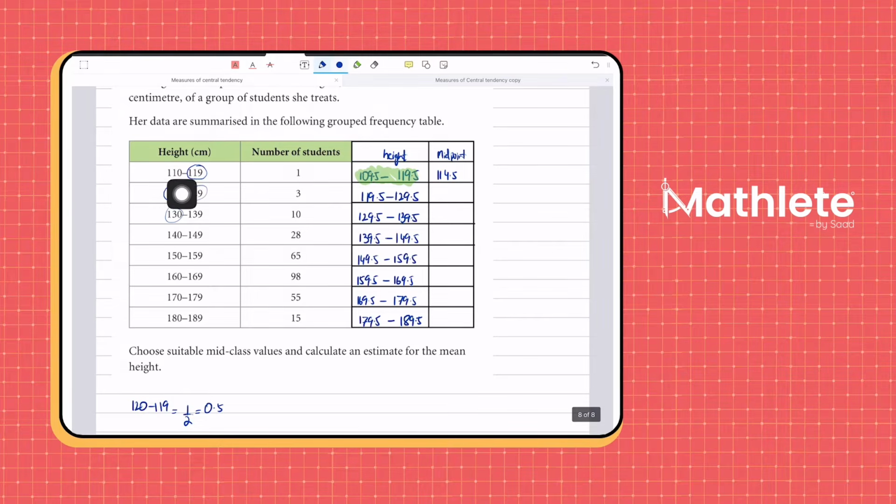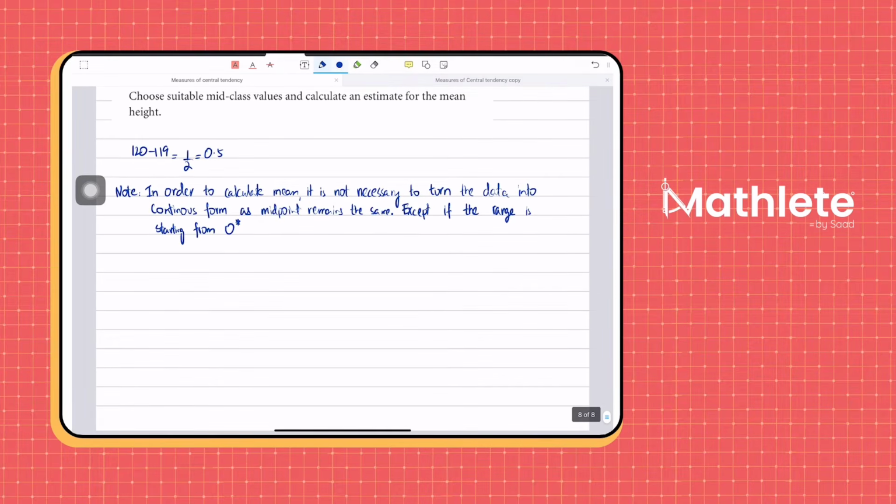But if you have data where it's starting from 0, in that case, if you don't convert it into continuous form, then your answer can be different. Okay, in that case, you have to convert it into continuous form. Okay, now the gaps will not always be 1. Like, for example, you can have something like this. Let's say you have 2 to 5, and then you can have 7 to 10, and then you can have 12 to 15.